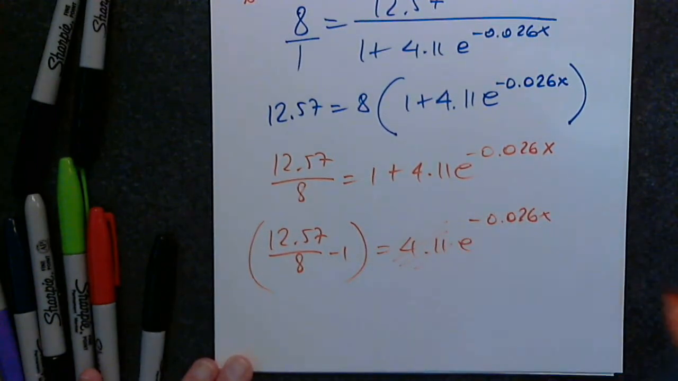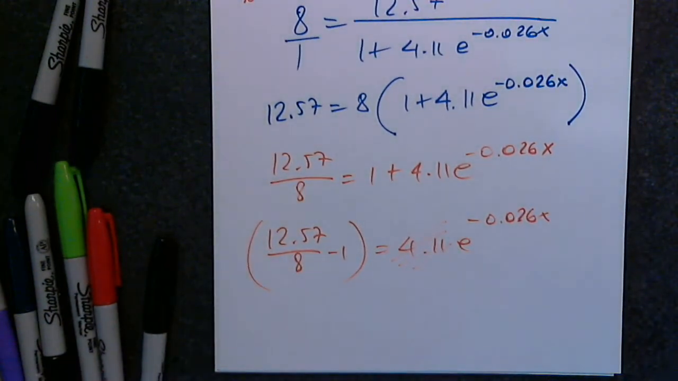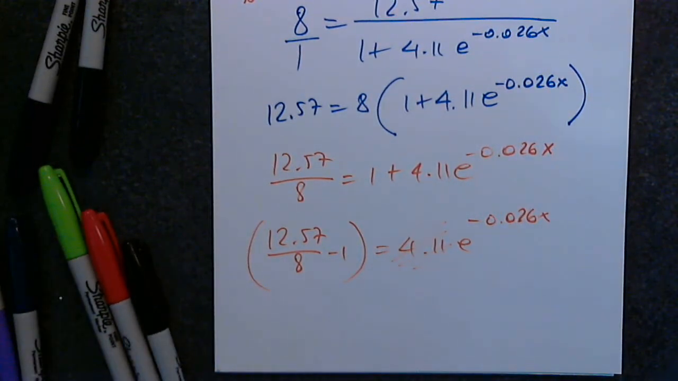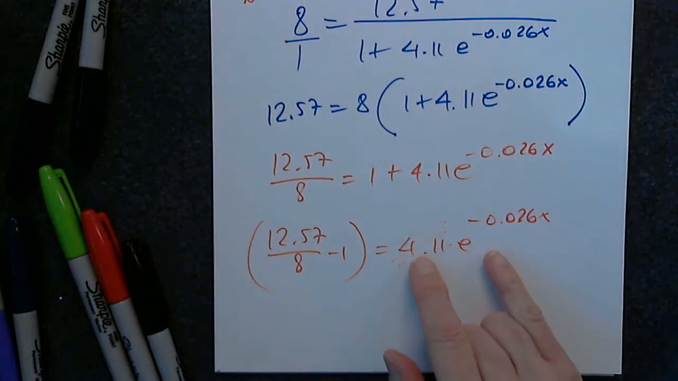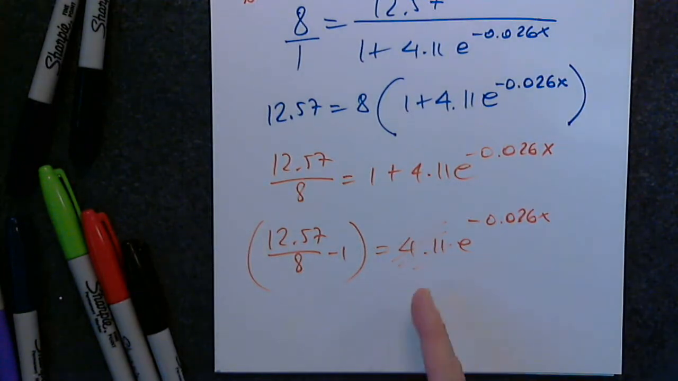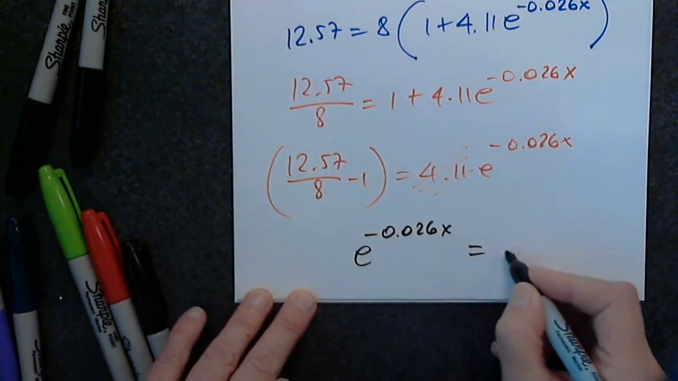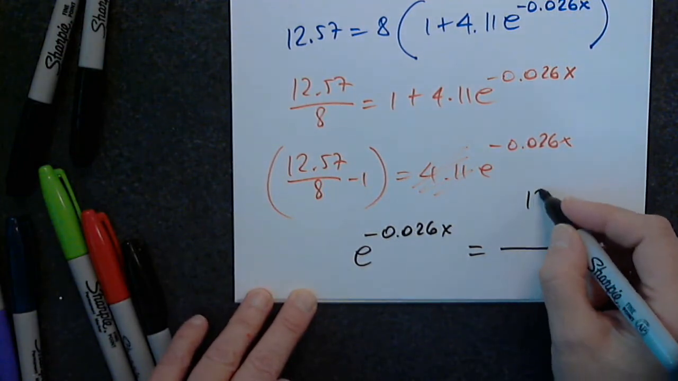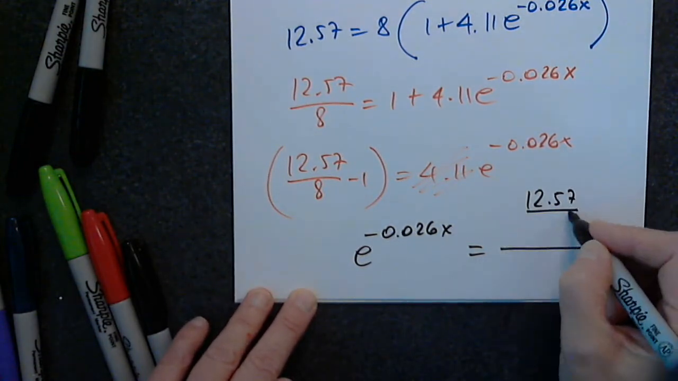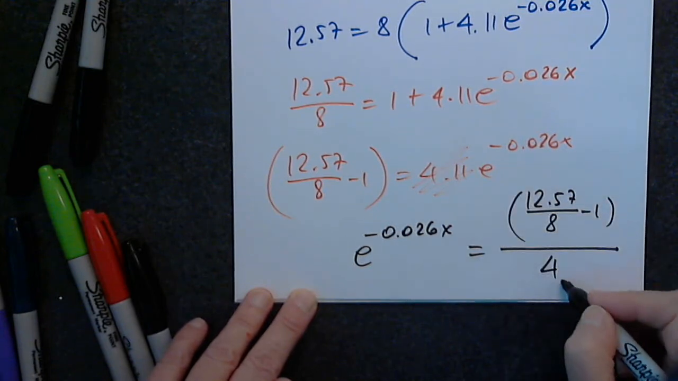Now I want this to disappear. So I peeled off the 8, then I peeled off the 1. Now I want to peel off the 4.11. How do I peel that off? What is the operation between these two? Right. So then how do I get rid of it? Excellent. So then I have e to negative 0.026x equals (12.57 over 8 minus 1) over 4.11.